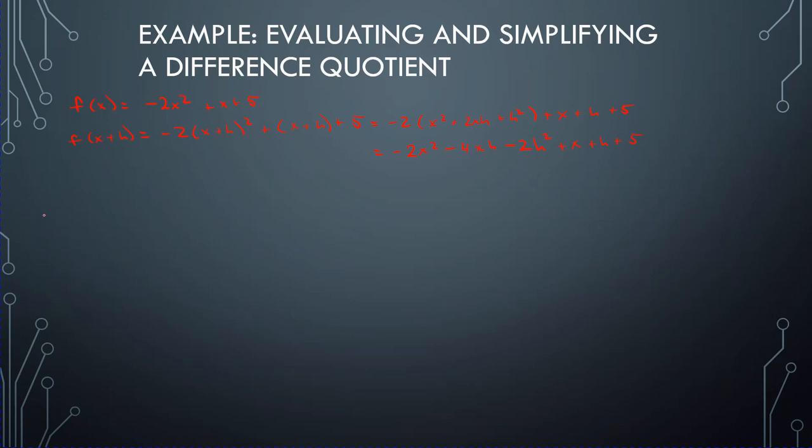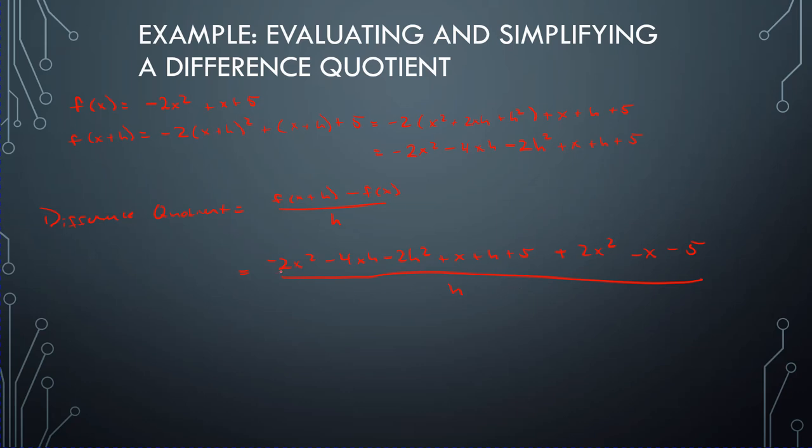So now the difference quotient is f of x plus h minus f of x over h. I know this is crazy, so look. This is minus 2x squared minus 4xh minus 2h squared plus x plus h plus 5, minus f of x. So I have to subtract all of this, so I'm going to distribute the negative. So it becomes plus 2x squared minus x minus 5, all over h.